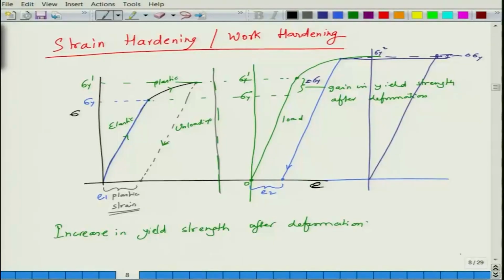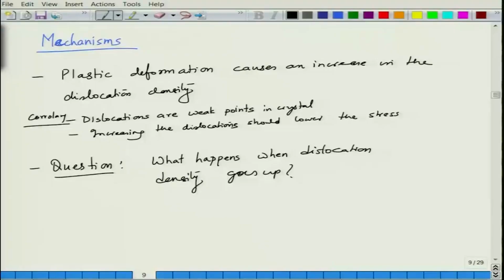We see this experimentally, because when you do the stress strain curve, wherever you stop the deformation and again restart the deformation, you increase the yield strength by a little bit, corresponding to where you were on the stress strain curve at the end of the previous deformation. So, we know that stress increases as dislocation density increases, which is counterintuitive, because as we said, dislocations are a weak point, they should have reduced the stress.